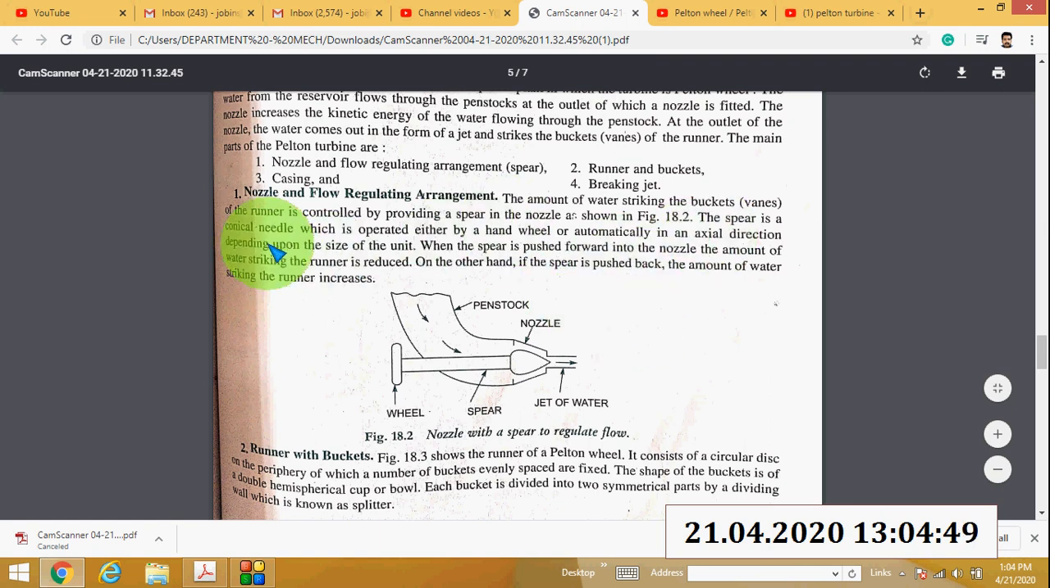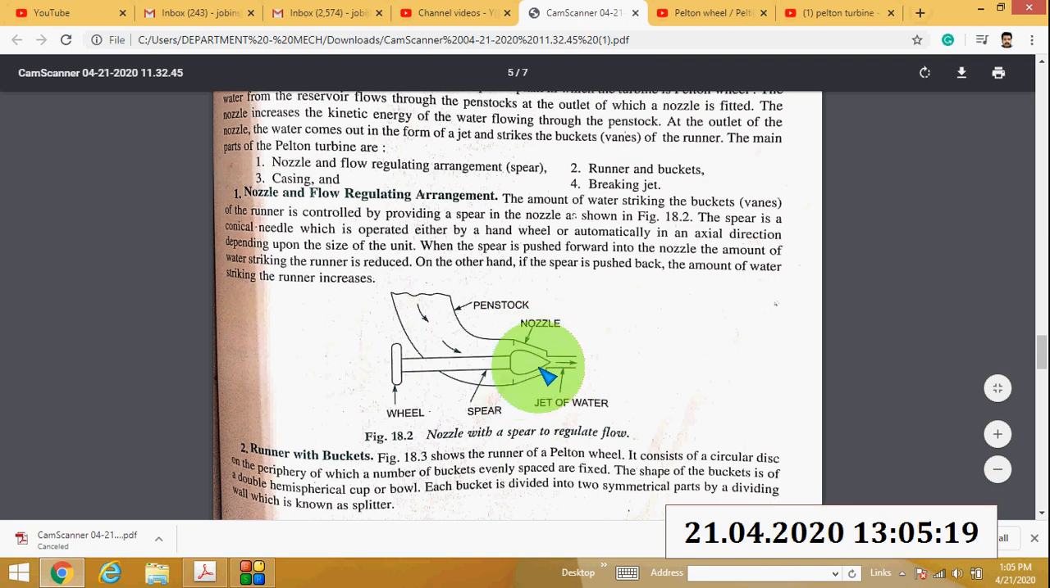The spear is a conical needle. You can see the spear. It is operated either by a hand wheel or automatically in an axial direction, depending upon the size of the unit. When the spear is pushed forward into the nozzle, it closes the opening and the amount of water striking the runner is reduced.